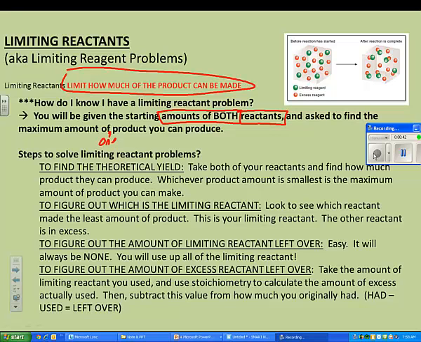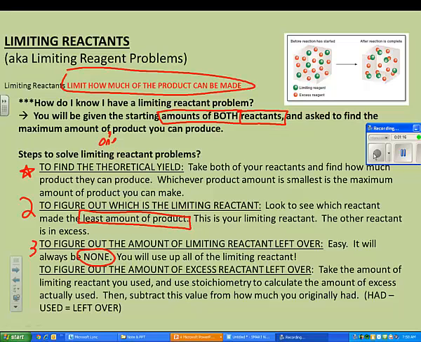So the steps to solving limiting reactant: step 1 is to find the theoretical yield. That's what we've been doing this entire unit, so no surprise that we've got to do that. Step 2 is to figure out which is the limiting reactant. So you see which made the least amount of product. Remember, that's the most we can make if it's the smallest amount possible. Step 3, to figure out if the limiting reactant is left over, it will always be none. So you should really like those questions. There's never any of the limiting reactant left over because we used it all.